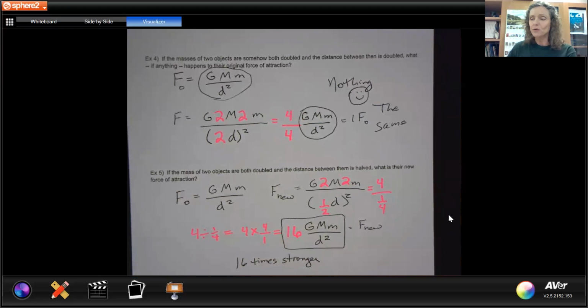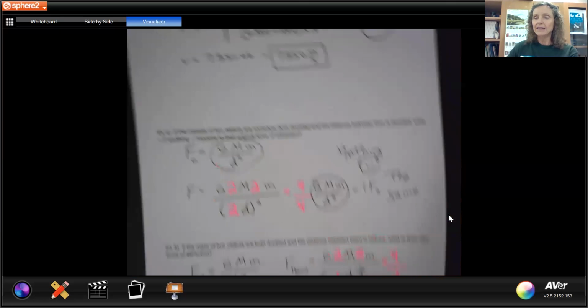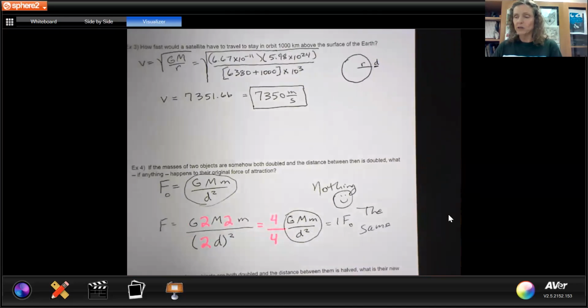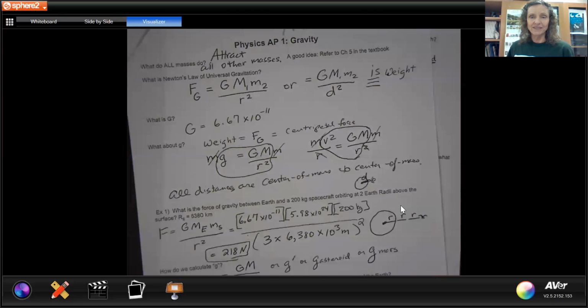So that puts you through your paces on both some algebraic and some quantitative calculations with your gravitational notes. So hopefully you'll be in good shape for more problems and practice.